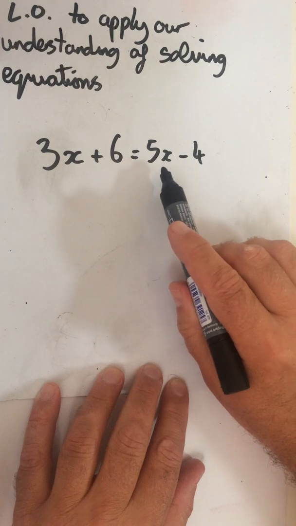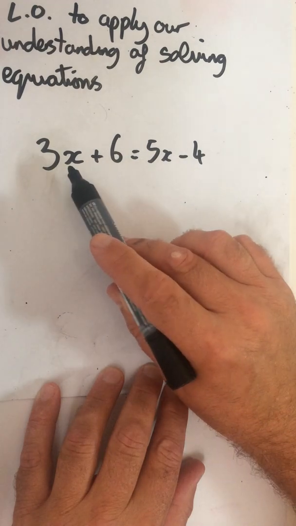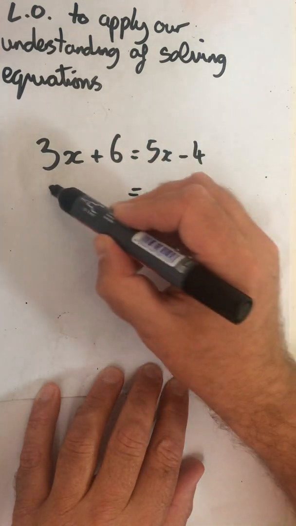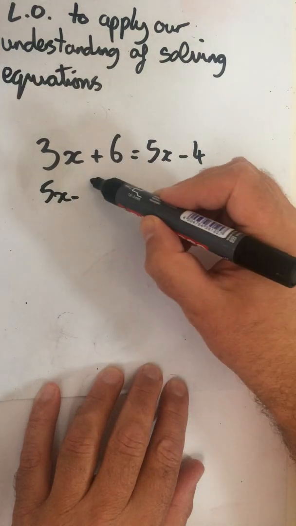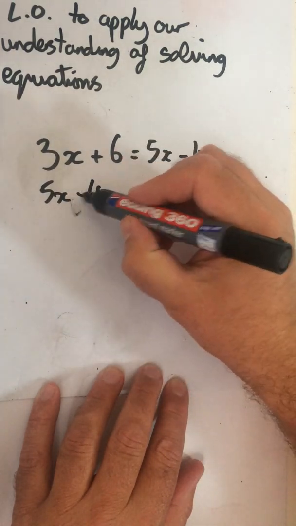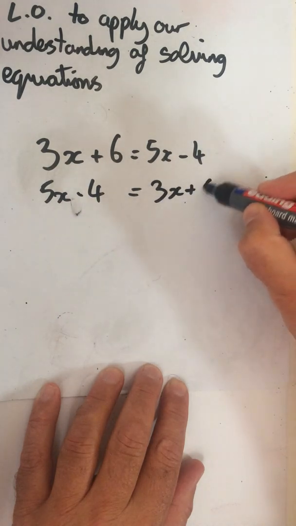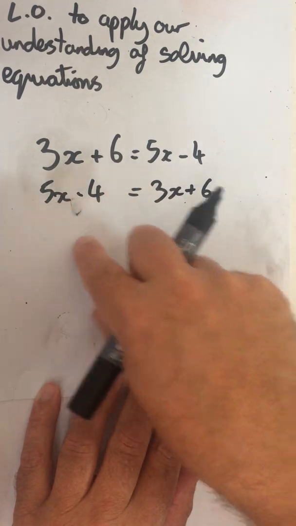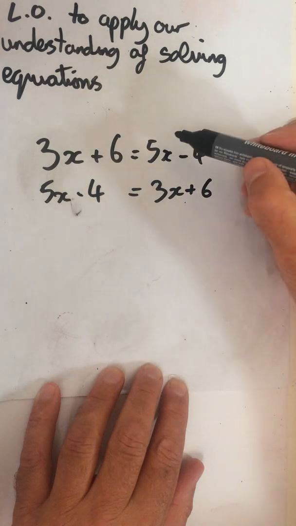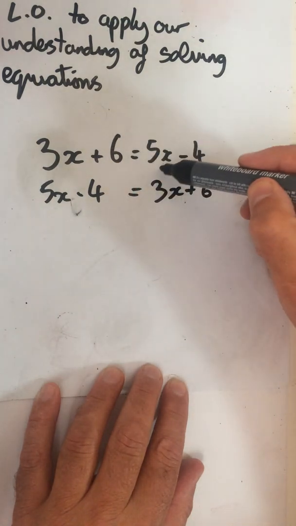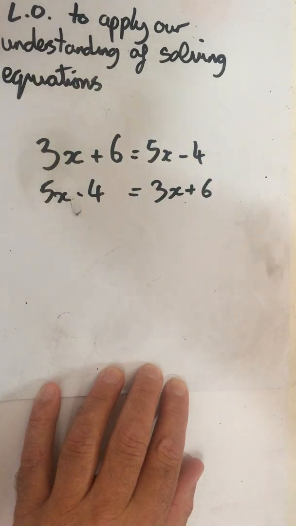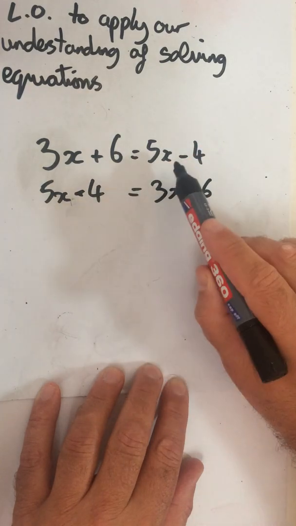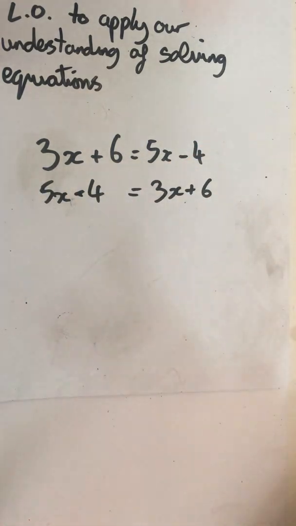So what I'm going to do, like I did before, because this 5x is bigger than the 3x, is swap the different halves of the equation. I'm going to put 5x minus 4 on this side, and then 3x plus 6 on that. I've just swapped them over because I know I can take away 3x, and I'm left with the 2x on this side of the equation. Otherwise, I'd have to take away 3x from here, and I'd have negative x on this side. So I think it's easier at this stage just to swap over, so you've got the larger value of x on the left-hand side of the equation.